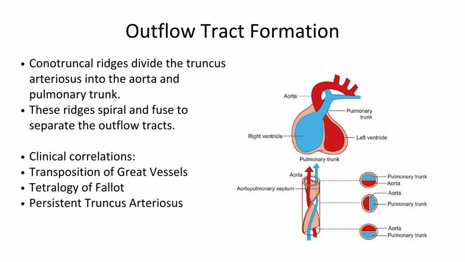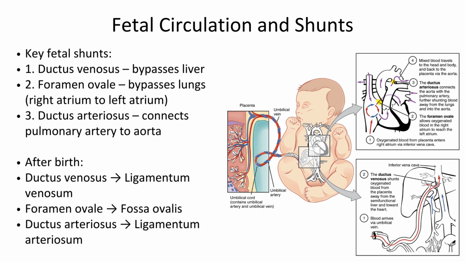Tetralogy of Fallot, which includes 4 classic features: pulmonary stenosis, ventricular septal defect, overriding aorta, and right ventricular hypertrophy. Persistent truncus arteriosus, where there's only one common outflow tract instead of 2. On USMLE, if you see the phrase failure of neural crest migration or spiral septum defect, think of outflow tract anomalies immediately. Next up, we explore fetal circulation and the 3 vital shunts, another board favorite.